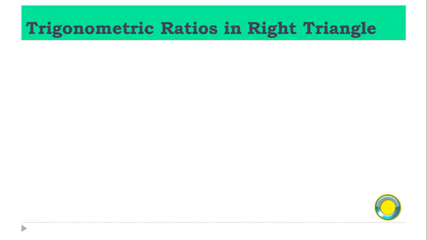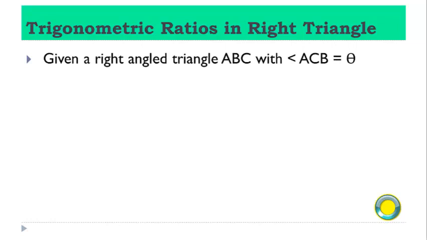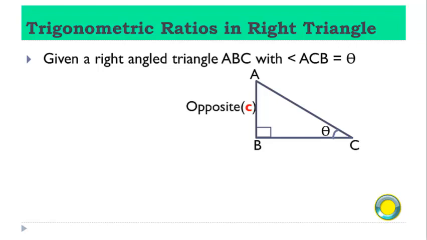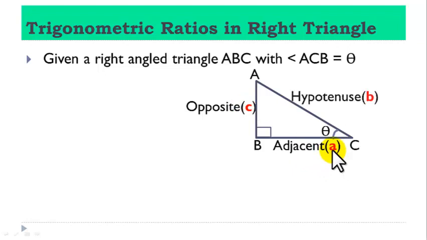Trigonometric ratios in right angle triangle. Given a right angle triangle ABC with angle ACB equal to theta, the side AB is the opposite side and it is denoted by small letter c. The side BC is the adjacent side and it is denoted by small letter a, while the side AC is the hypotenuse side, denoted by small letter b.